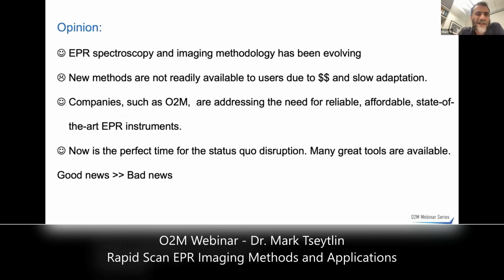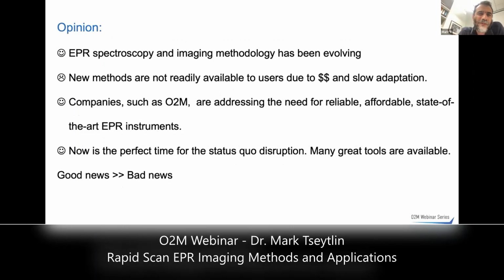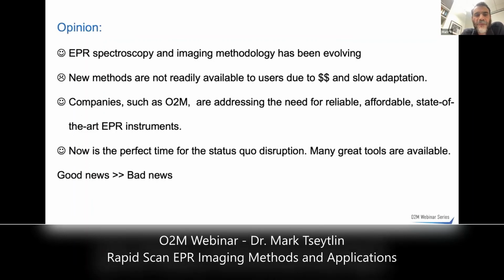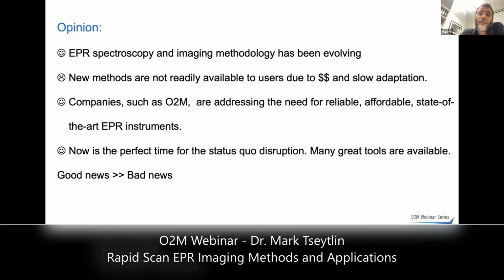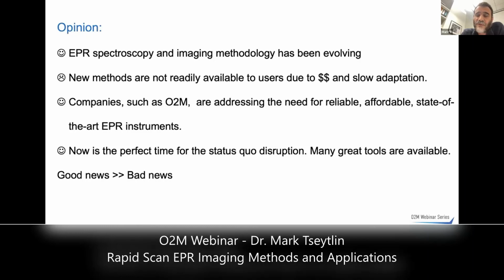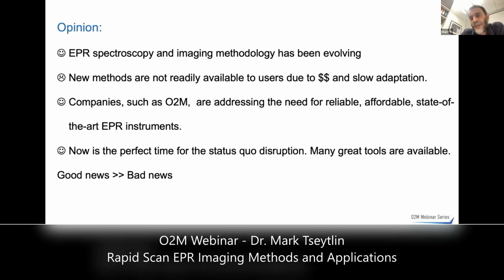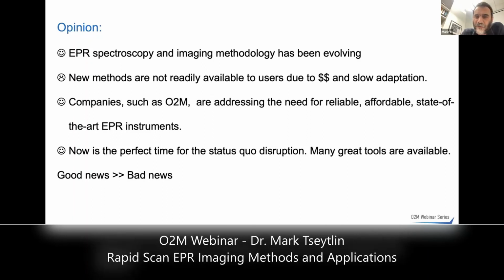And it's probably the last slide, with kind of personal opinion on how things are going now. So first, I showed you kind of good news, bad news. The good news, I showed you that the spectroscopy and imaging has been evolving. And the kind of sad news is that there are so many great methods, but they're not readily available to users due to many reasons, such as being more expensive. Also, there is a slow adoption of these new technologies. In that case, companies like O2M are doing very great. They're trying to address the need for reliable, affordable, easy to use, state-of-the-art EPR instruments. It's really great.